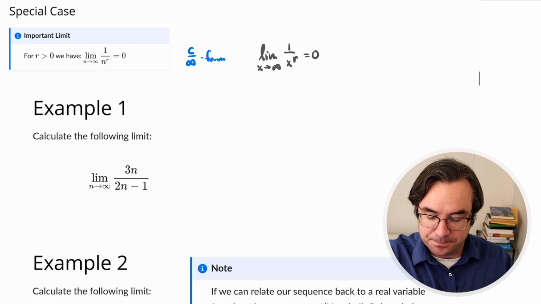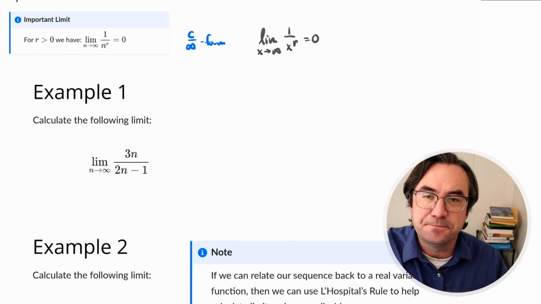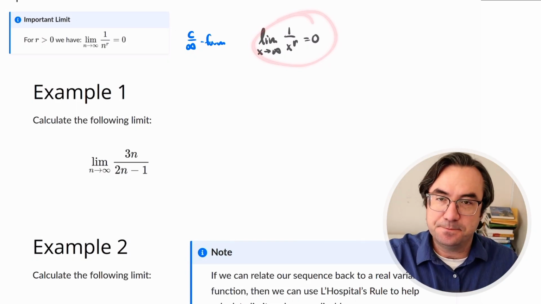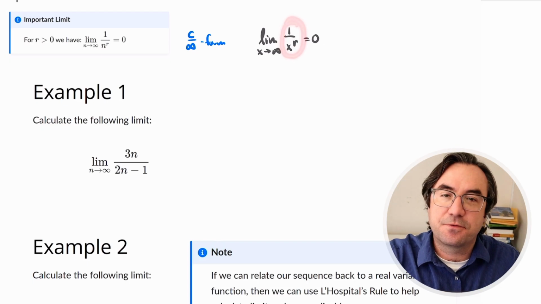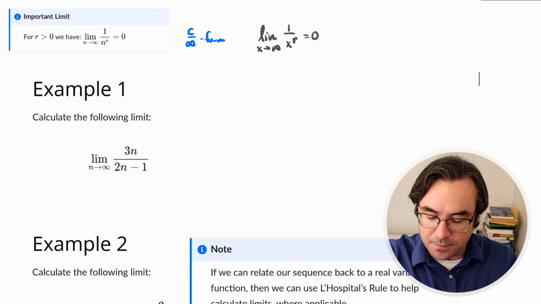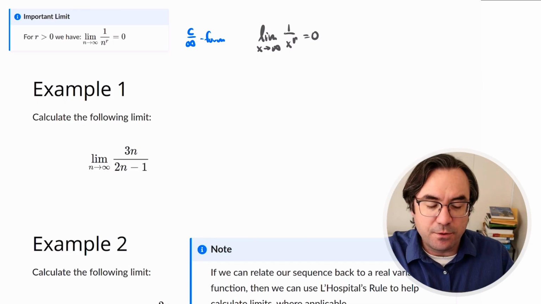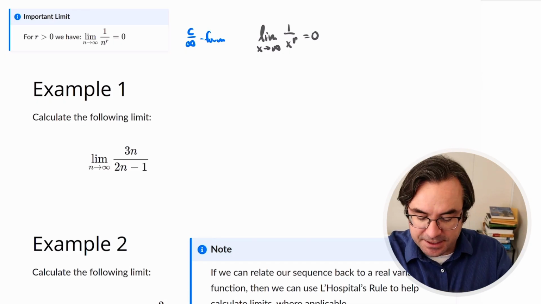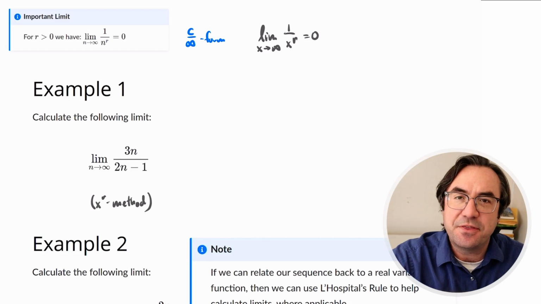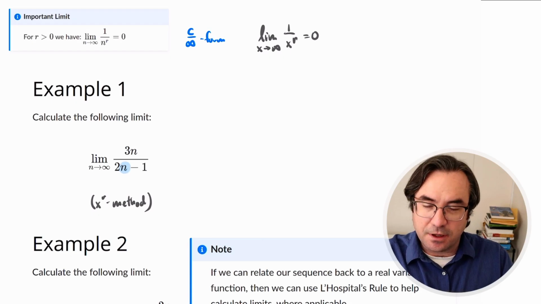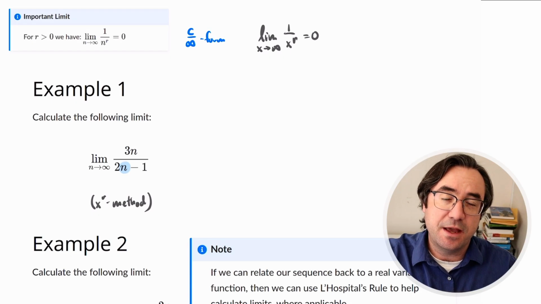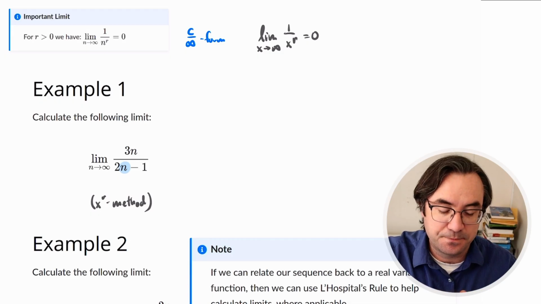So let's try an example. We're just going to look at example 1 here, and we're going to keep this limit in mind. And we had a special technique for limits at infinity, and we're going to use this one here. When it was real variable functions, we called it the x to the r method, or I'll say r method here, because we're using n. So how did that method work? Well, we looked at our function, and we picked out the largest power of x in the denominator. And then we just divided everything by it in our fraction.